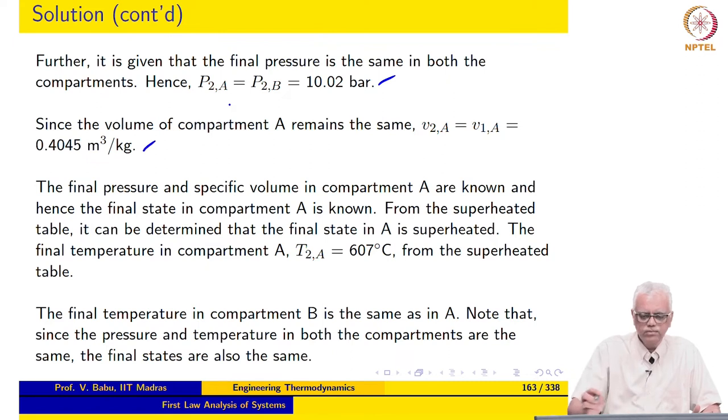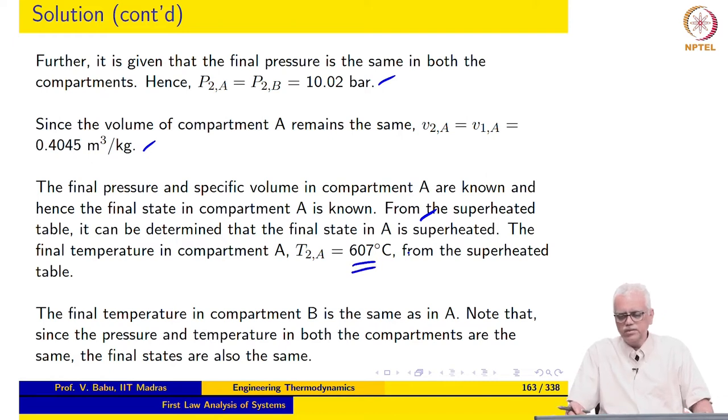Now, the specific volume in compartment A remains the same because it undergoes a constant volume process. So, we have two property values at the final state, 10 bar and 0.4045. So, final state in A is superheated. This can be easily established. And the final temperature comes out to be 607 degrees Celsius, again from the superheated table with linear interpolation. Now, since the temperature in both compartments is the same, final temperature in B is also 607 degrees Celsius.